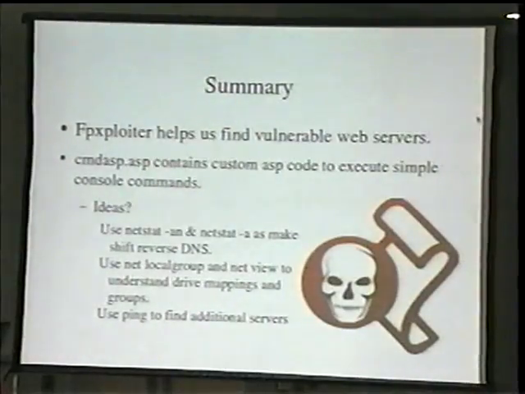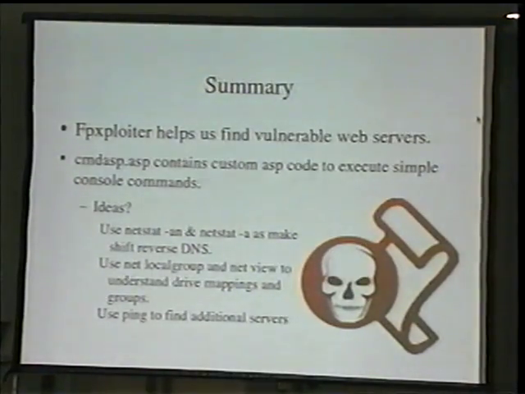Frontpage exploiter helps us find vulnerable web servers. Command ASP.ASP contains custom code to execute simple console commands. Now, like I said before, you can use a netstat -a or a netstat -an to make a makeshift reverse DNS. You can use net localgroup and net view to understand drive mappings and groups. It's a very powerful option. In fact, many clients in the past have had their web server mapped to multiple internal file servers to make retrieving documents on the website much easier, as well as using ping to find additional servers.